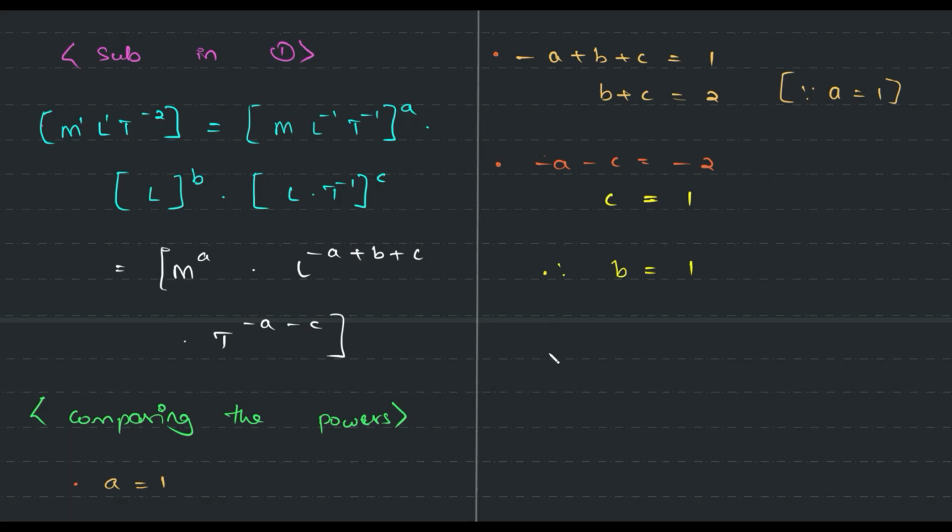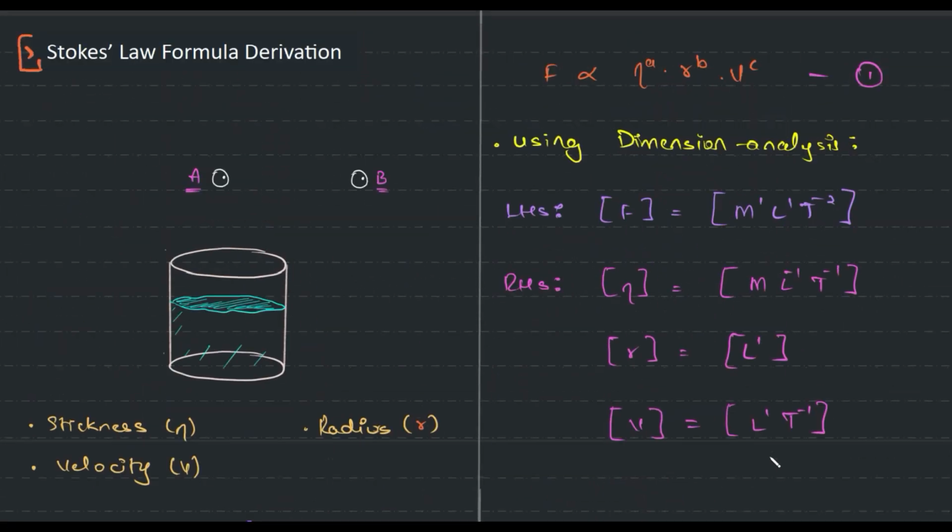Okay, so finally, on substituting, we have force will be proportional to your viscosity, coefficient of viscosity, your radius and velocity to the power of 1. And through experiment, we'll be able to figure out that the proportionality constant turns out to be 6 pi. Okay, so that would be your small derivation.